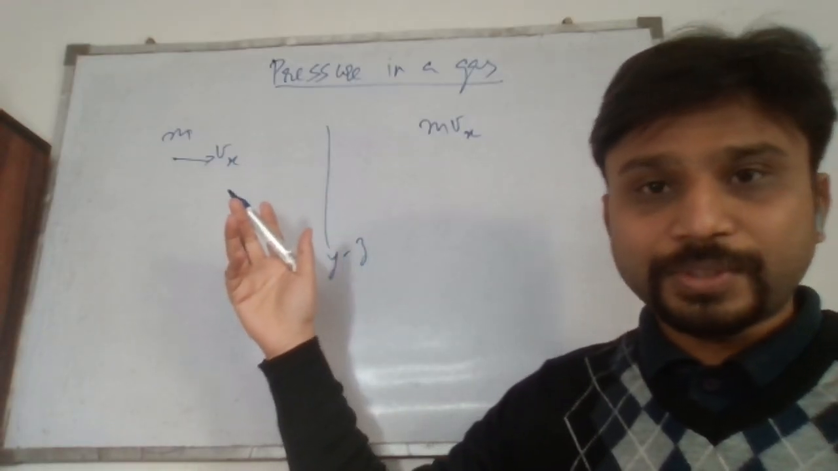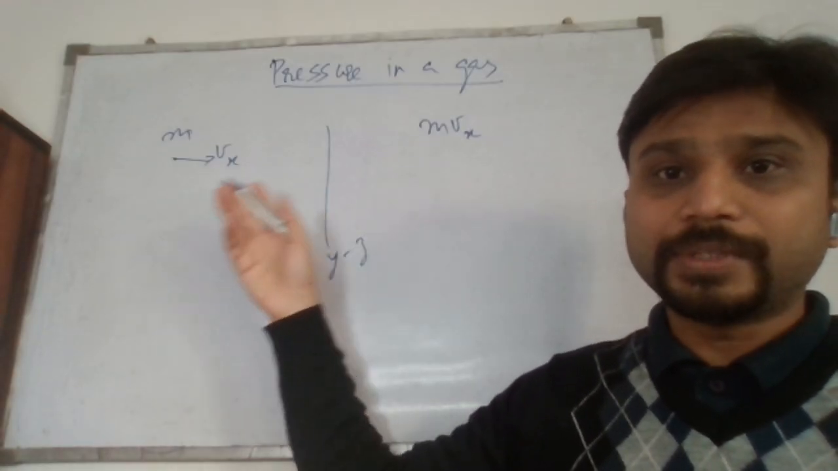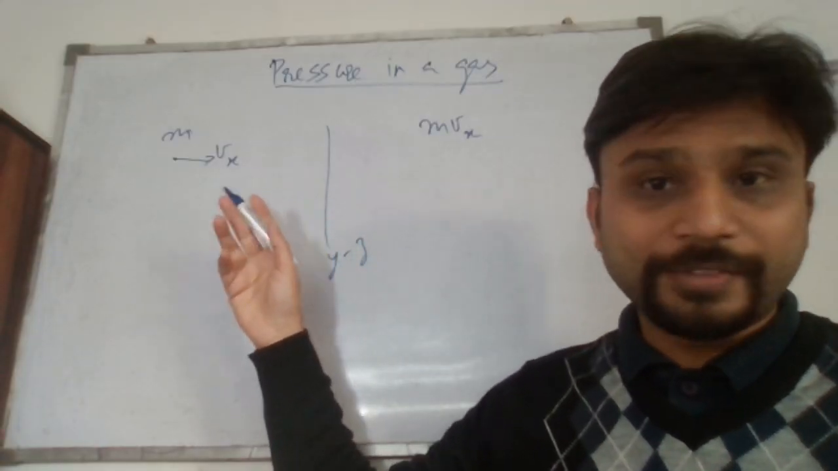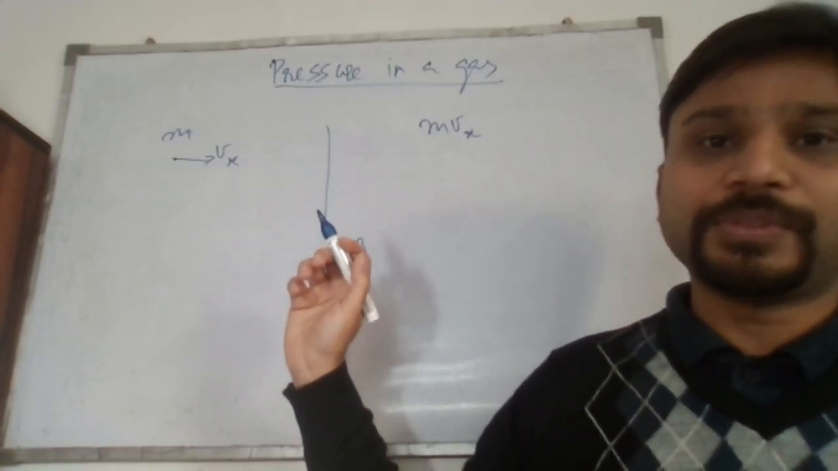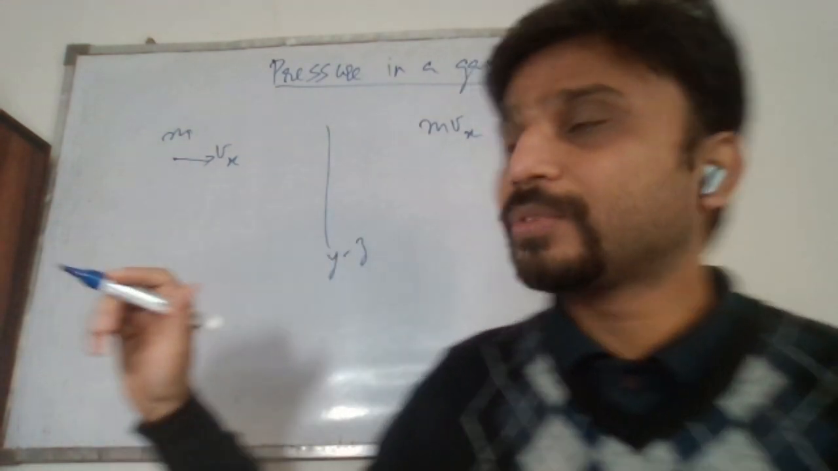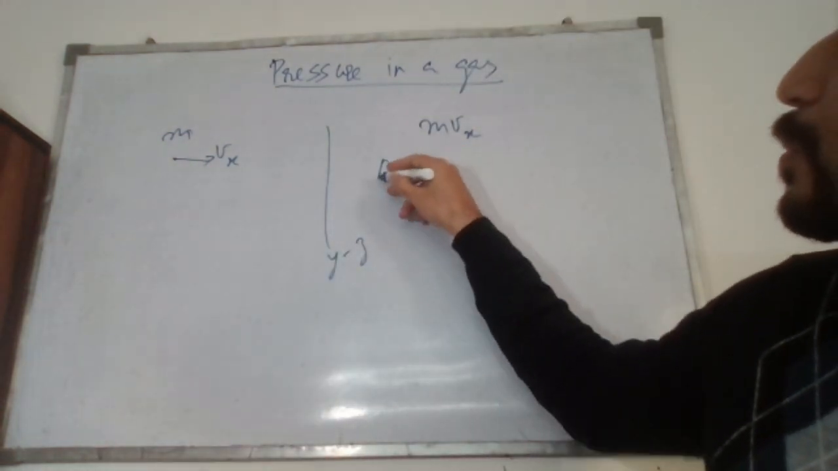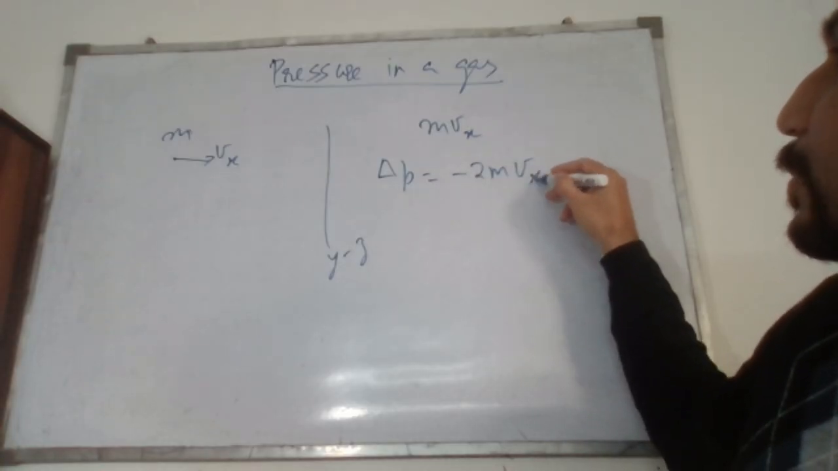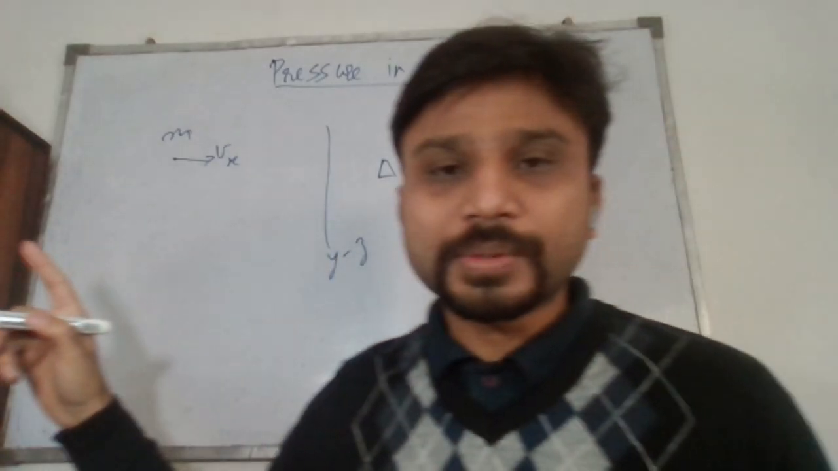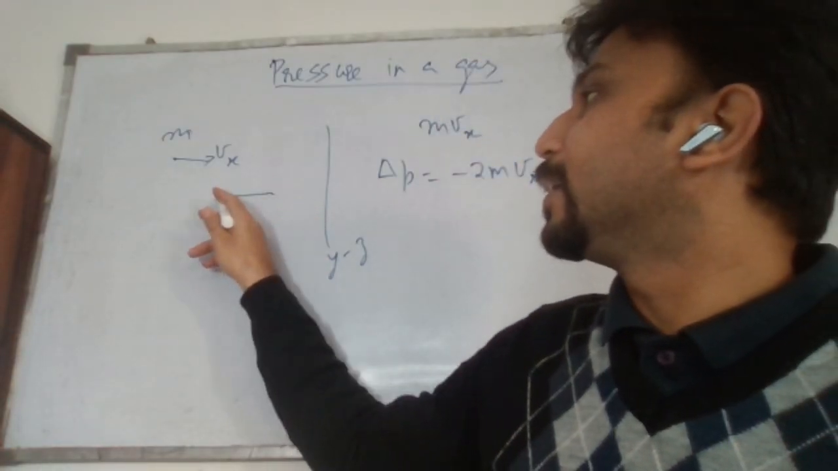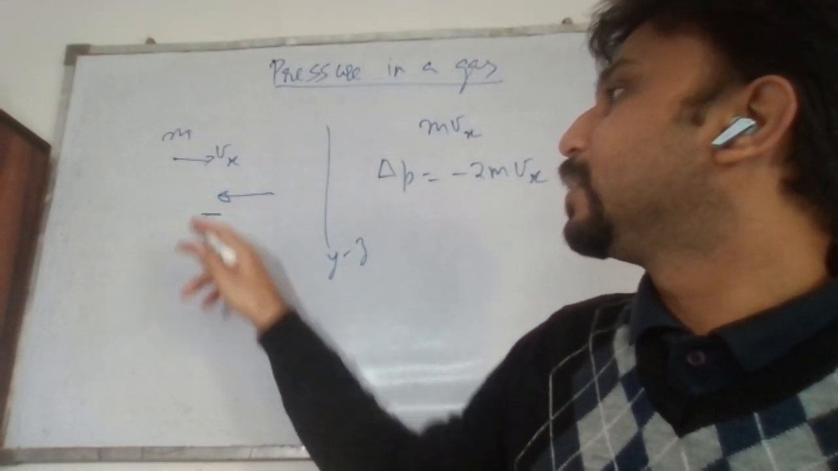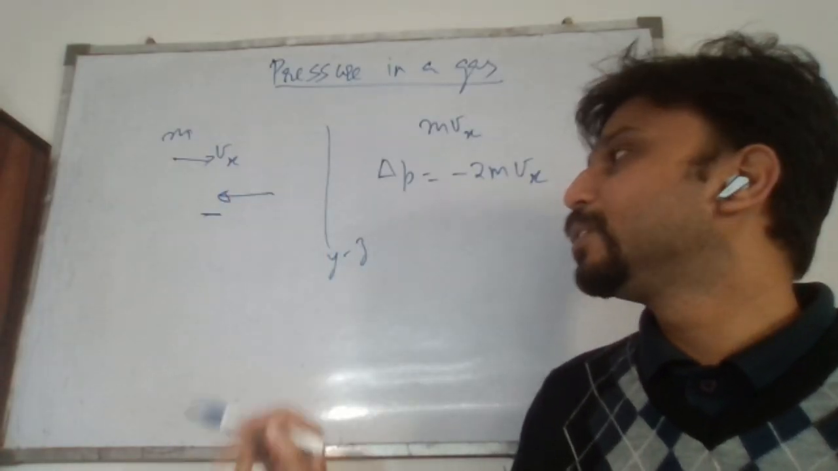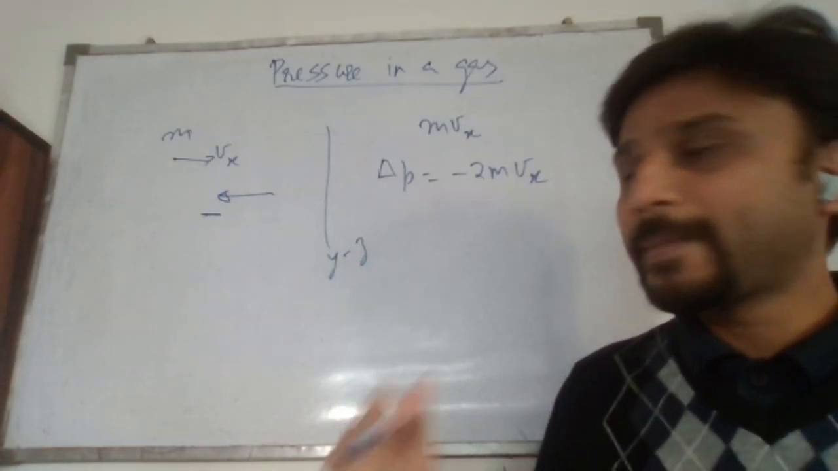Now, after colliding, what was the collision which happens between the particle and the wall? You would have guessed it, right? It's an elastic collision. So in an elastic collision, the change in momentum is equal to minus 2 mvx, where the negative sign shows that finally the particle has moved in the opposite direction of the original one. So this is my change.